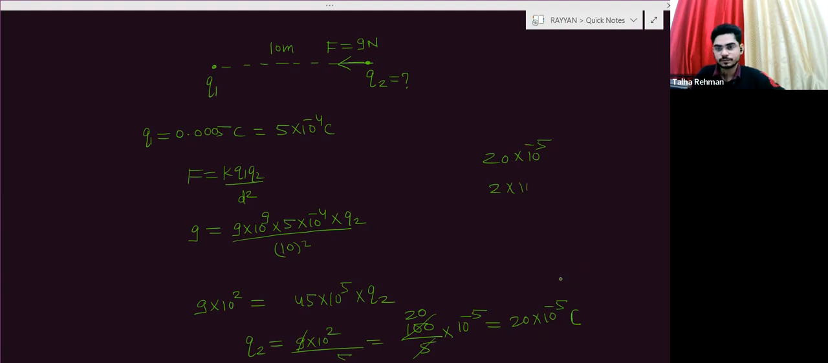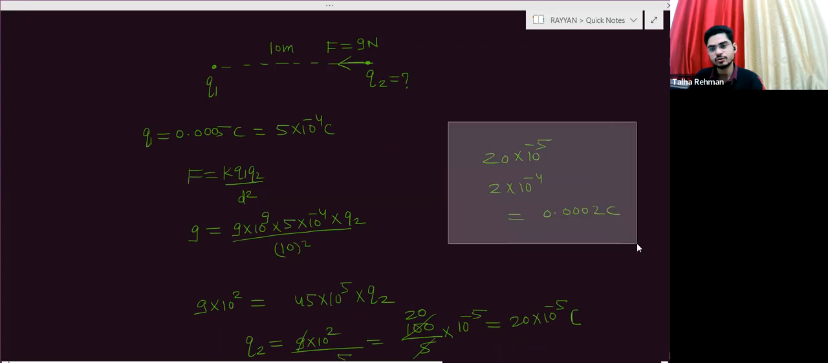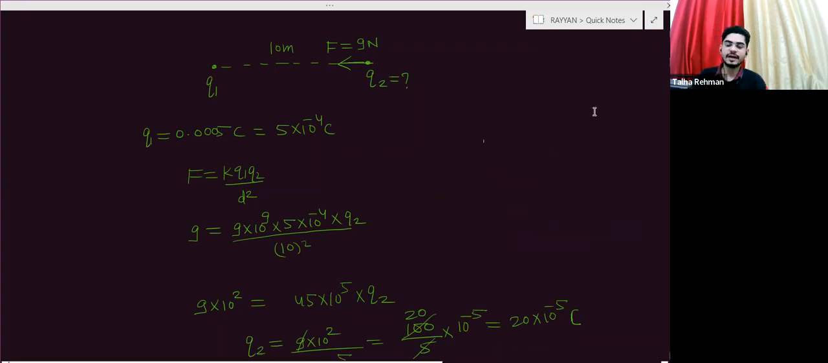So you can write this as 0.0002 coulomb. You can write this in this way also. Okay, so there is no problem. We can write the answer in this form also. Calculation part you try to do by yourself, because in examination you have to do the calculation.